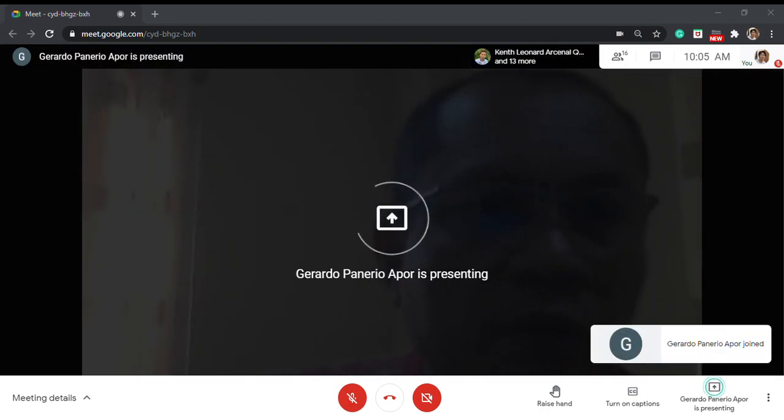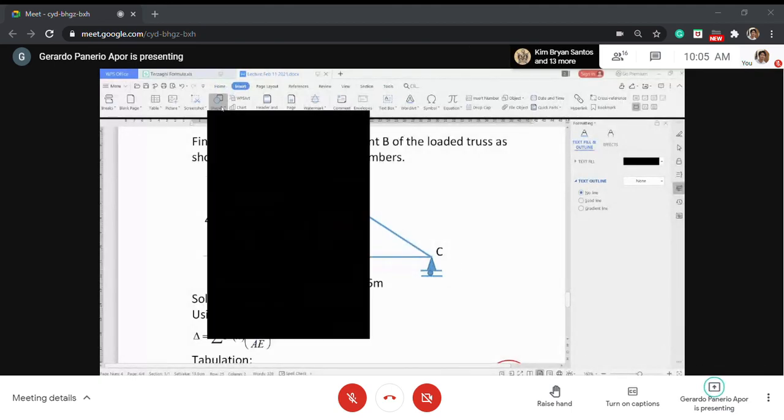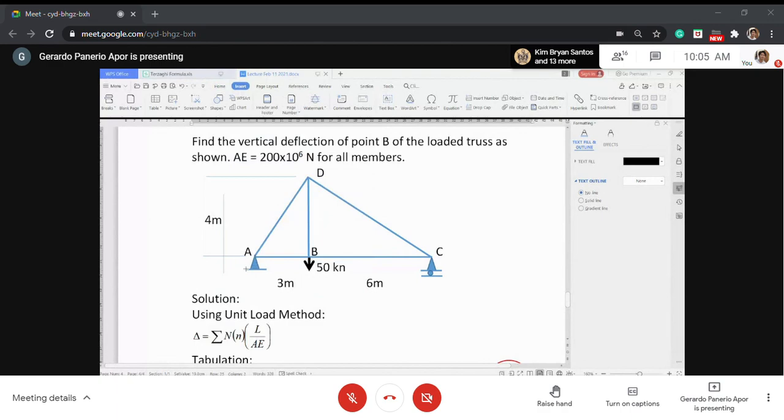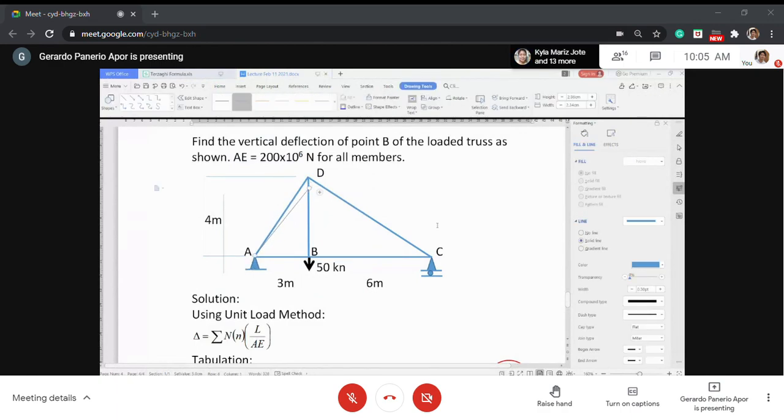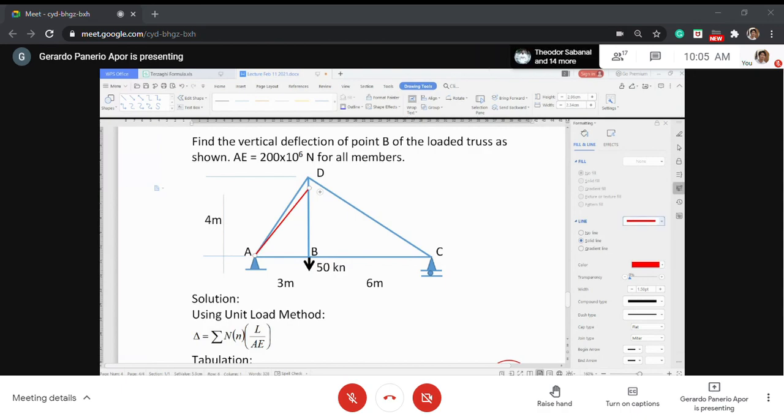So if I'm going to make another shape here, I make it here, but I will just color it red. Okay, red. And maybe I'm going to make that a little bigger. Okay, and then maybe the kind of line, I'm going to use that one. Okay, and then the color is red.